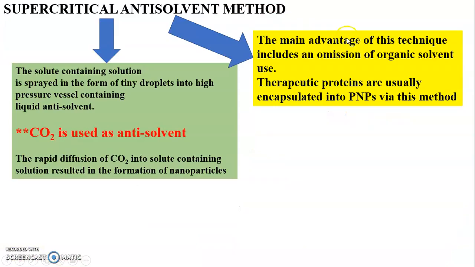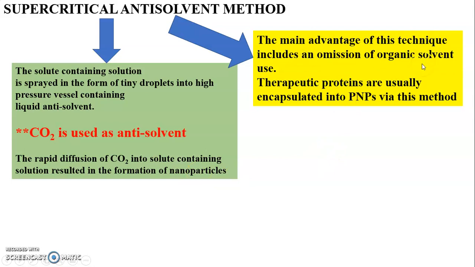The second method, that is the supercritical anti-solvent method, uses an anti-solvent, that is carbon dioxide. Now, the solute containing solution is sprayed in the form of tiny droplets into the high pressure vessel containing liquid anti-solvent, that is carbon dioxide. The rapid diffusion of this carbon dioxide into the solute containing solution results in the formation of nanoparticles. The main advantage of this technique is the omission of organic solvent.